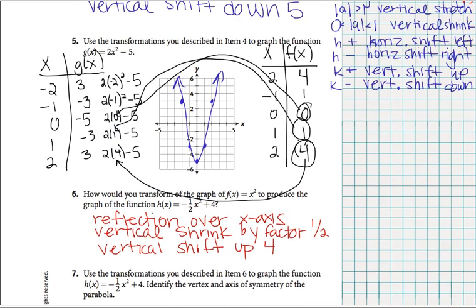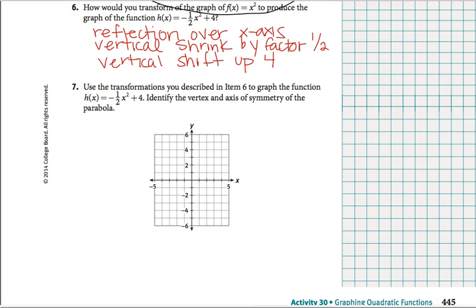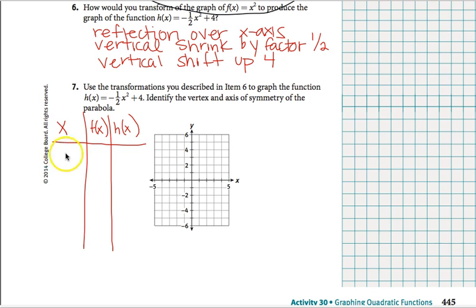So now we are going to graph this guy. Again, it does not matter to me how you choose to do it, whether you make the table for the parent and then transform it, or just choose to do the original. So I'm going to make a t-chart here, one for the parent and one for the new. So -2, -1, 0, 1, 2. So I know 4, 1, 0, 1, 4 for the parent.